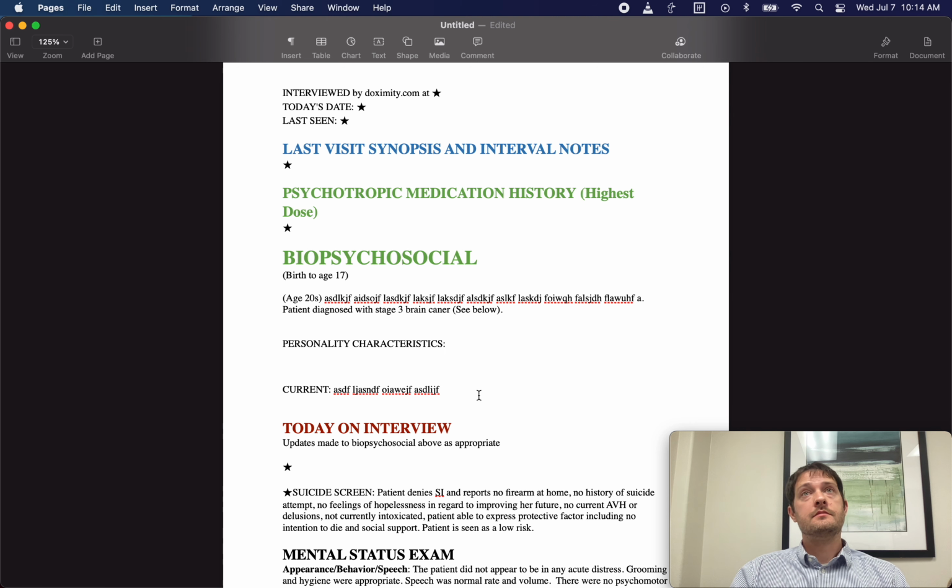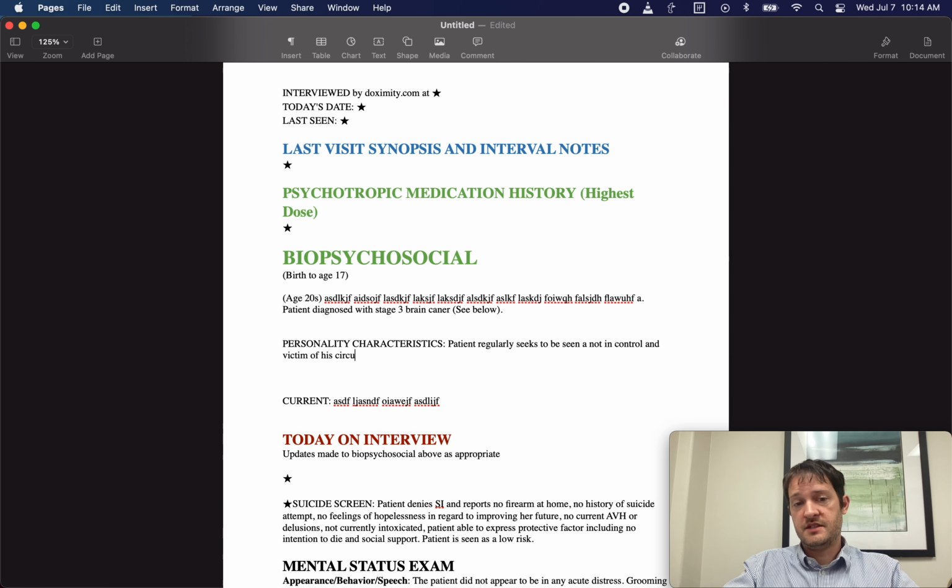I typically will just put stuff as it's relevant to me, or metadata about the patient that I really want to include. So maybe it's like, patient regularly seeks to be seen as not in control and a victim of his circumstances. Or, patient is aggressive with MD when benzodiazepines are discussed. That kind of thing.